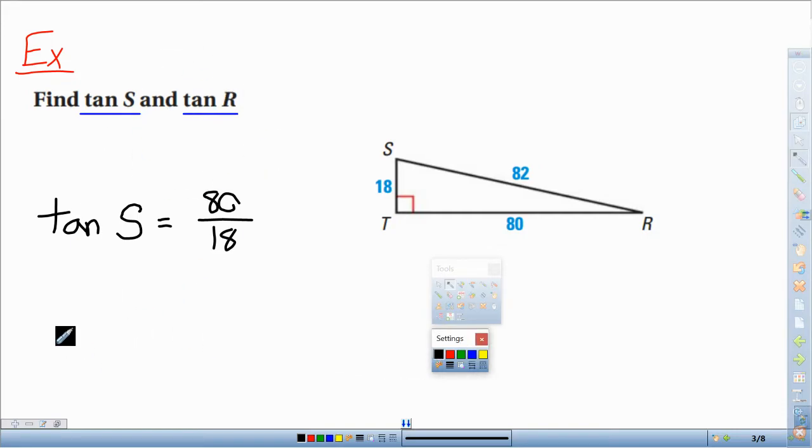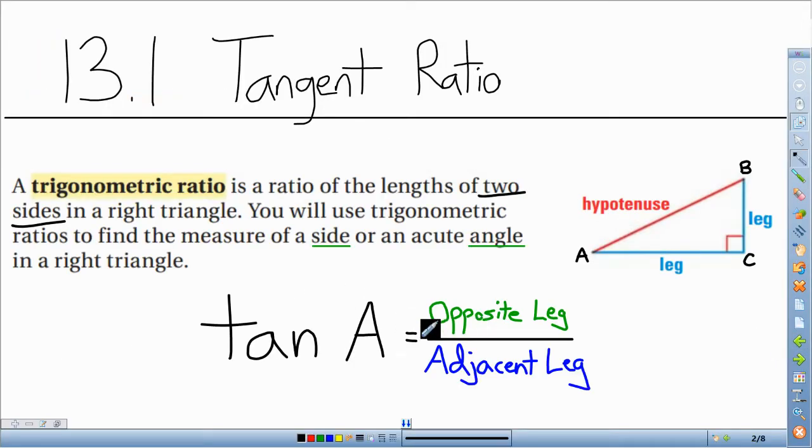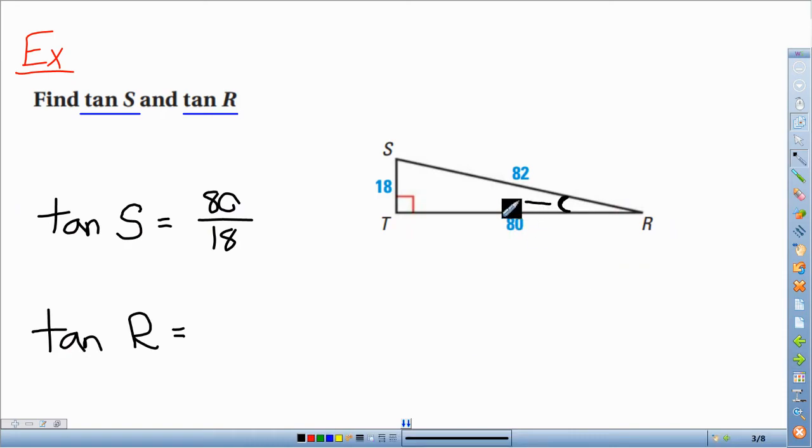Okay, so let's do the same thing with angle R. So tangent of angle R equals, okay, so now we're looking at this angle. And the first thing we're wondering is what is the side or the leg opposite this angle? Well, if we were to draw a line all the way across, this would be our opposite side. So it looks like 18 is going up on top over the side length adjacent to our angle. Remember, 82 is the hypotenuse. It's never going to be the adjacent, but that means this one here would be the adjacent side length, the adjacent leg.